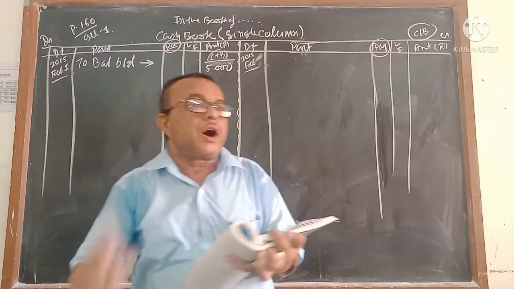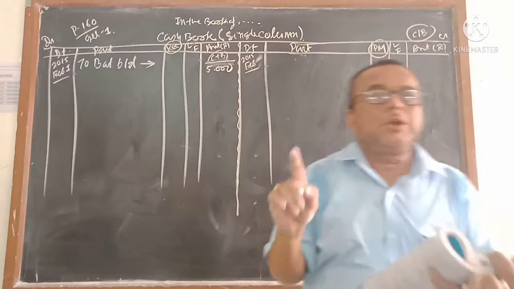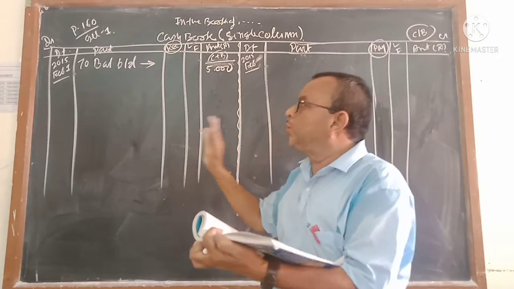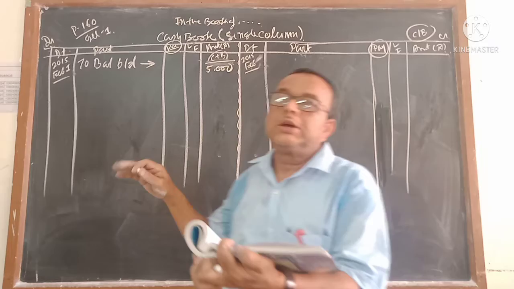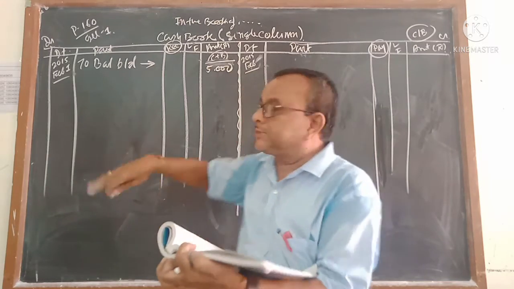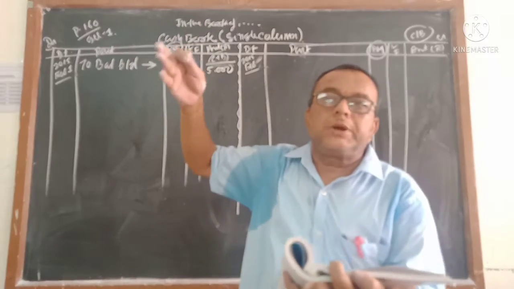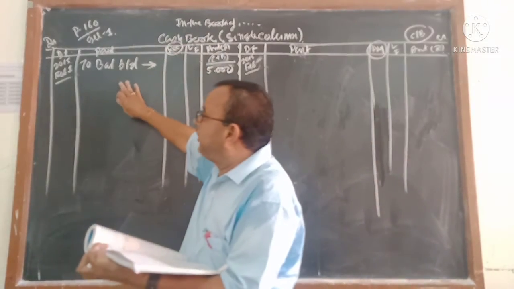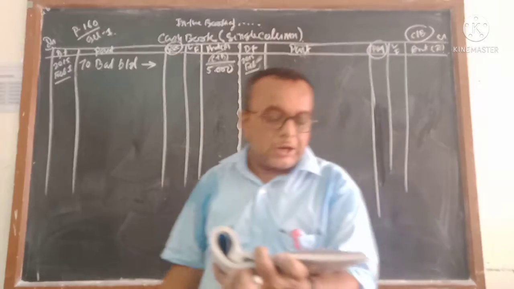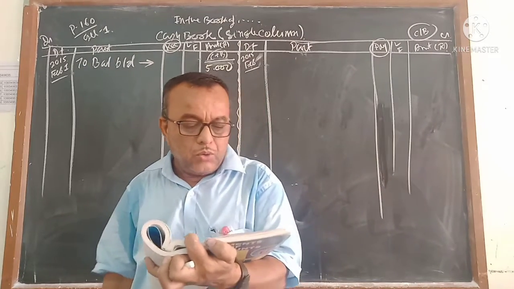First opening balance will come, and opening balance you will write in the debit side to balance BD. This means the last month's closing balance we transfer in the month of February as an opening balance. Now we will start the transactions. How will we do that?